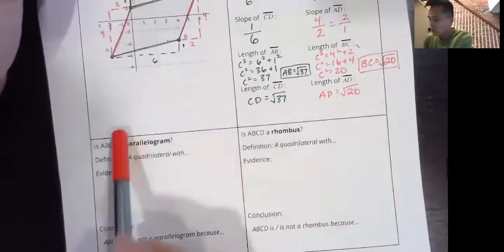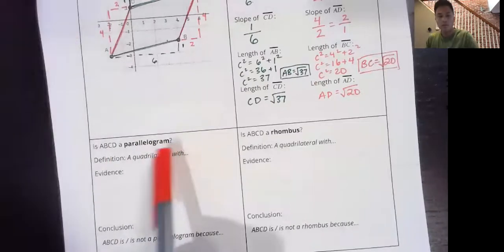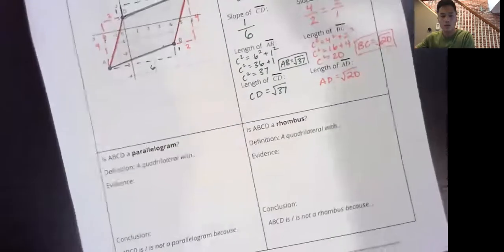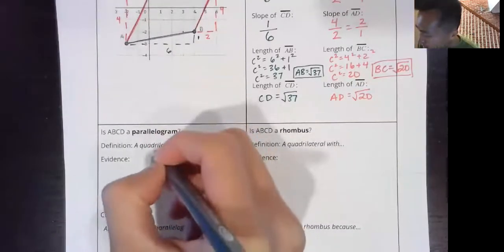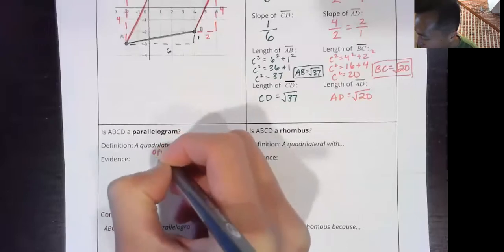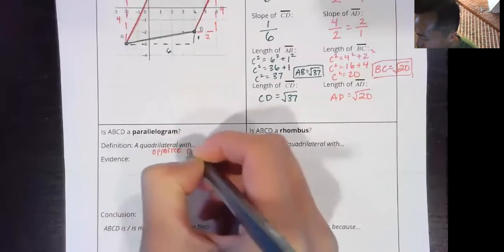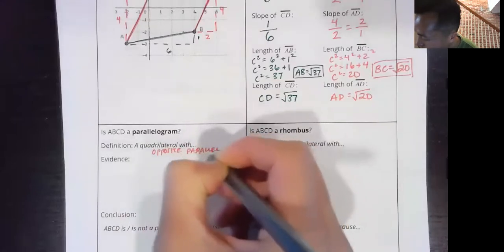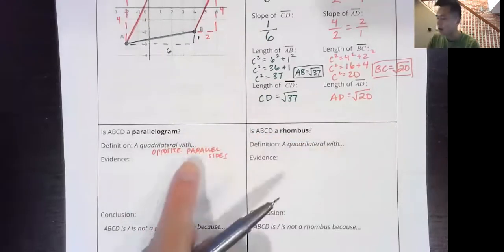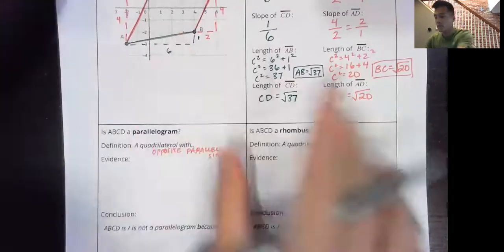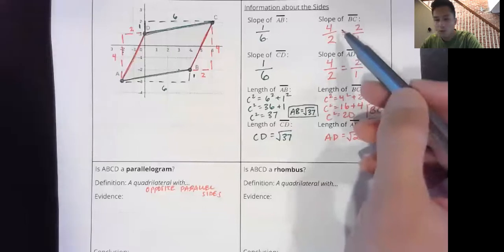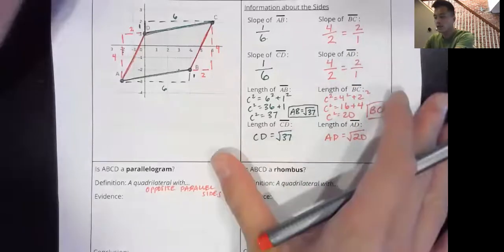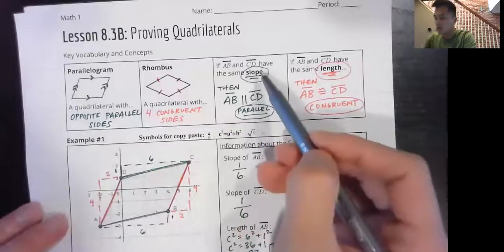Okay. Now, let's check. Is ABCD a parallelogram? Well, first it helps to think, what is the definition? The definition of a parallelogram is a quadrilateral with opposite parallel sides. So now I know to prove that this is a parallelogram, I need to prove that the opposite sides are parallel. Here's how I can do that. I'm going to use slopes, right? Remember in our minds we connected parallel, same slope.